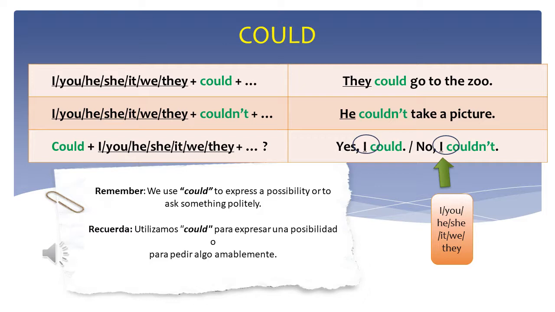Or, if we want to create the question, first we are going to write could plus the subject plus the verb. For example, could they go to the zoo? Or could he take a picture? And then we can answer with a short answer. Yes, I could, or no, I couldn't. The subject is going to depend on the subject of the question.